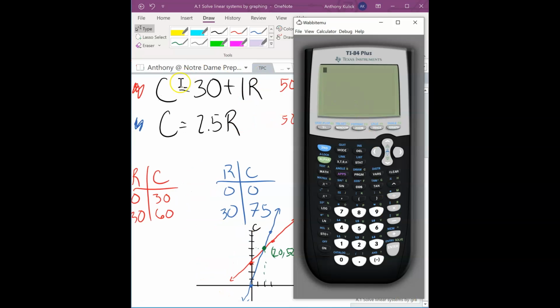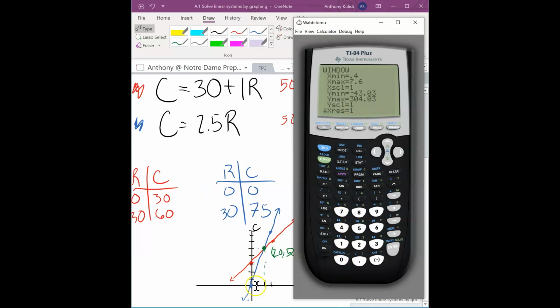So what we'll do is we're going to just plot these two things on our calculator. I'm going to use y as my variable for c and x as my variable for r. So I'm just going to go to the y equals menu and do 30 plus x. I don't need to type the 1 in. And for equation 2, I'm going to do 2.5x. Now I'm probably going to need to set my window because look at what crazy stuff my window was from the last thing I was doing.